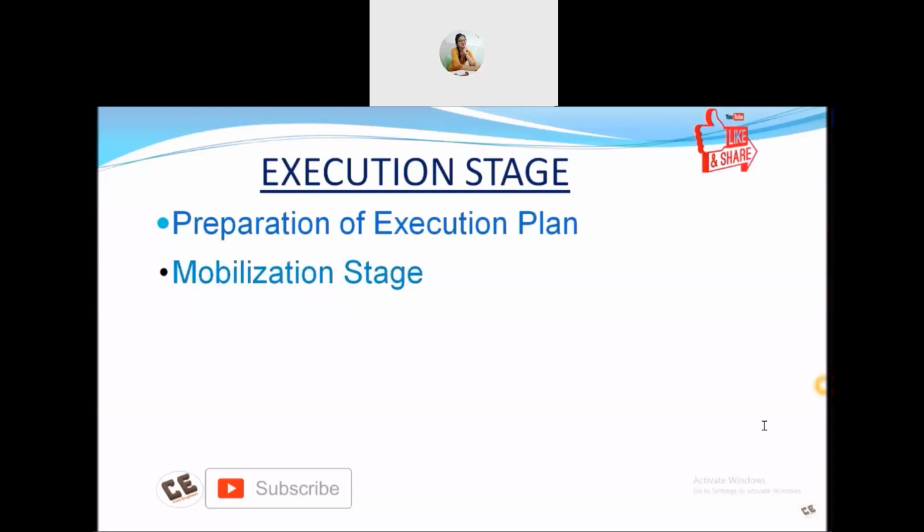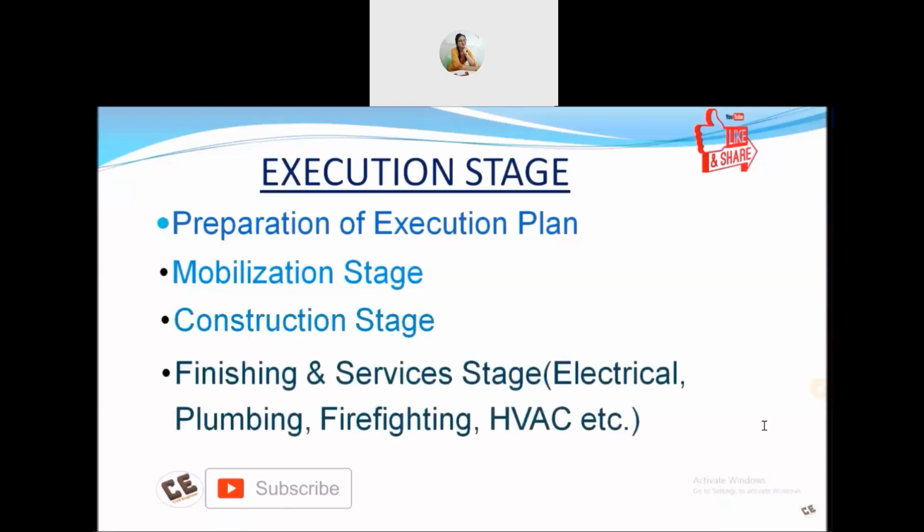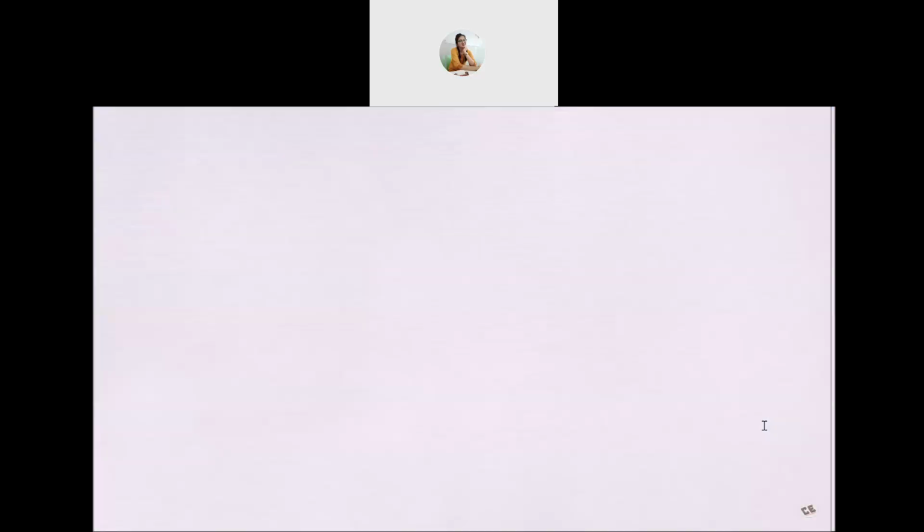Next one is construction stage. In this construction stage, now we construct the building. They start the construction, and this is the main stage of the project, we can say. And last of the execution stage is finishing and services stage. In this, the electrical, plumbing, firefighting, HVAC, etc. is done. This is also part of the execution stage. Without that, the building is incomplete. And now we move to the next one.